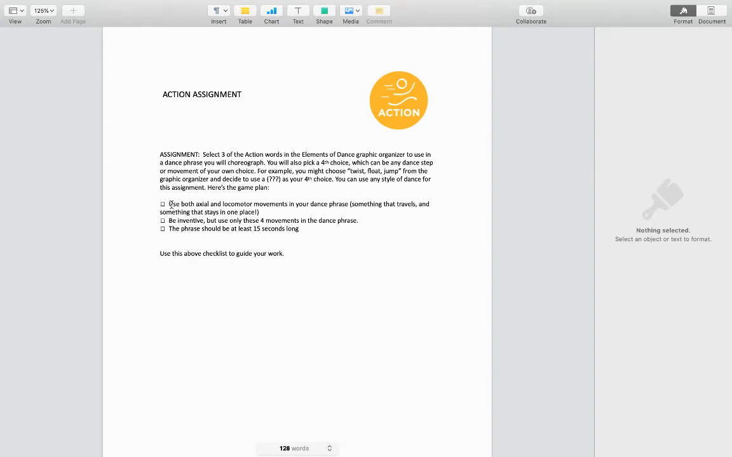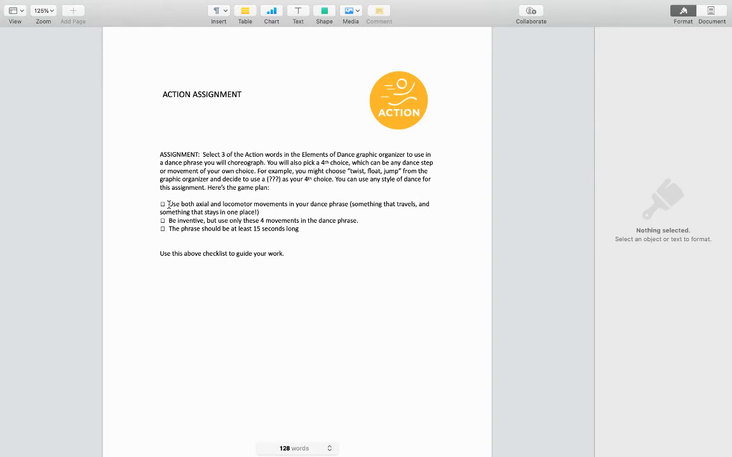Now, some little tidbits. You have to use both locomotor and non-locomotor movements. That means at least one of your actions should travel around space, and at least one should stay in one spot. You can be super duper creative, but you can only use these 4 movements.